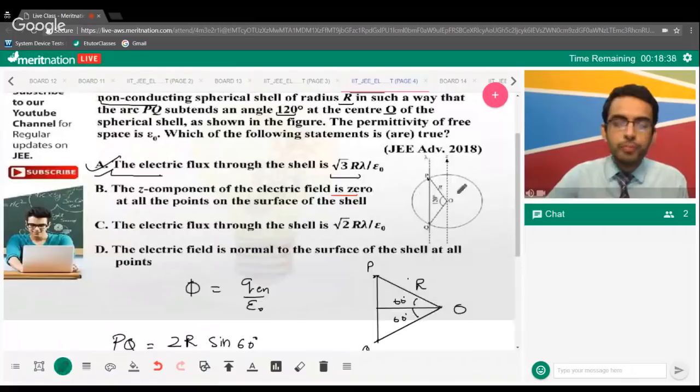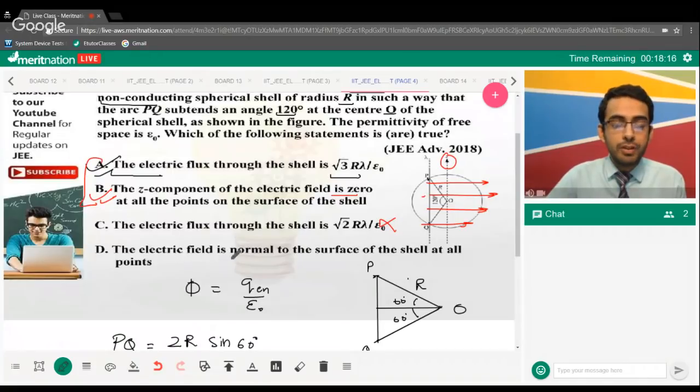That's true because the electric field is directed like this. It has no component in the Z direction, because this is the Z direction. So it's perpendicular to that. So that's why B is also correct. So from here, we can say only A and B options are correct. The electric flux we have calculated, so that option is not correct.